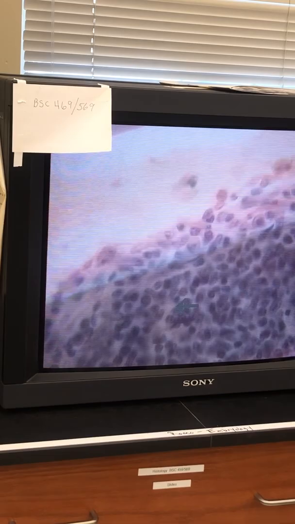Okay, so I'm going to go up and hopefully find what I just saw a minute ago. But I sort of moved my microscope. Oh, found it, okay.